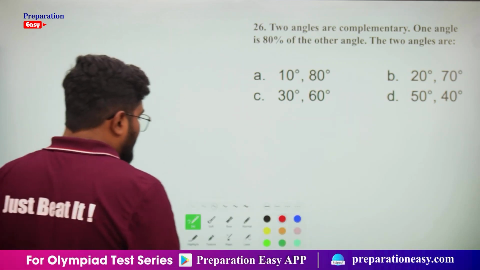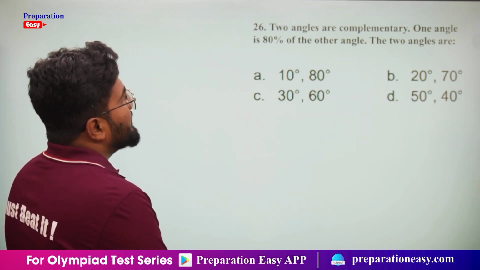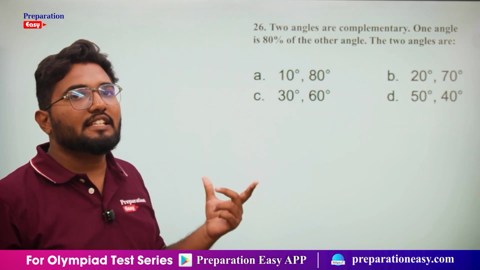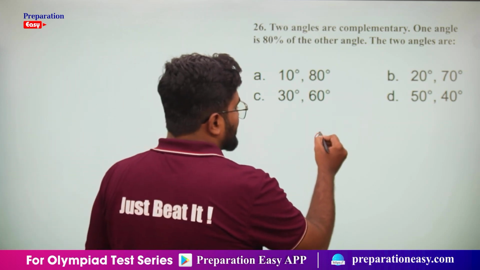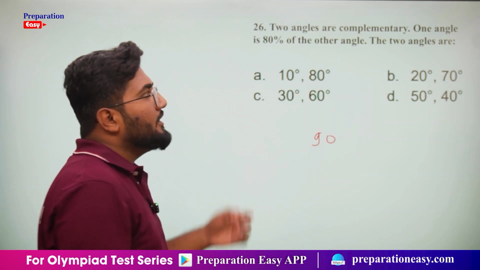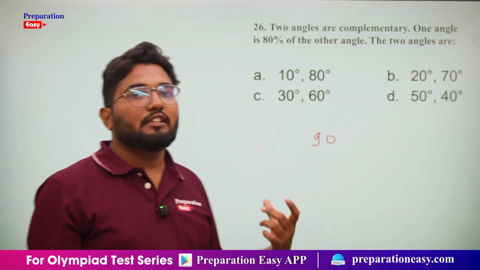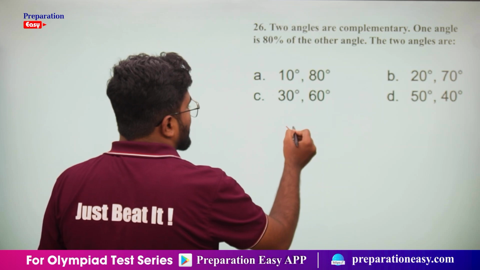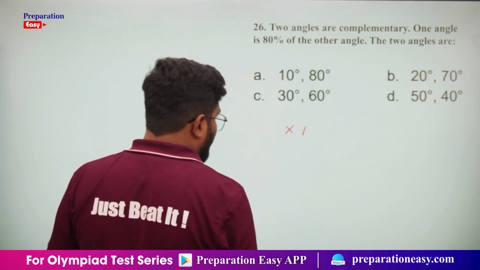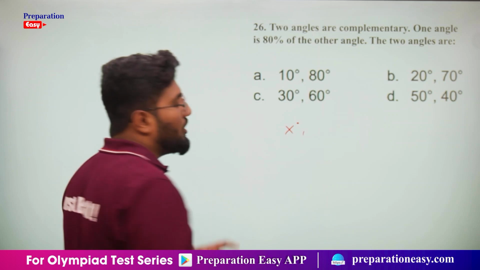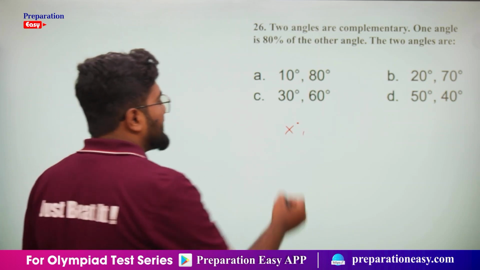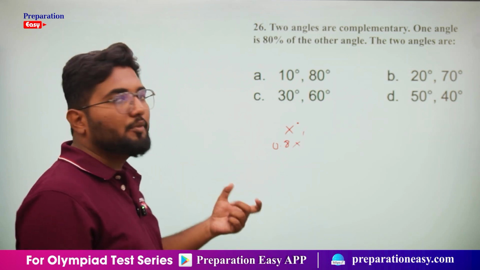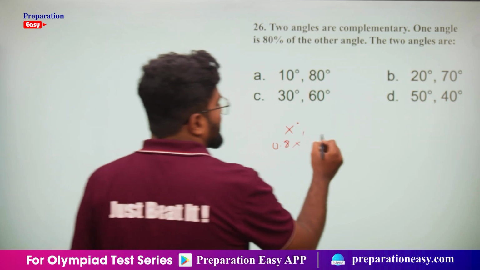So the 26th question is, two angles are complementary. One angle is 80% of the other angle. Complementary angles means the sum is equal to 90. If one angle is 80% of the other angle, I consider an angle of x degrees, so the other angle would be 80% of x, that is 0.8x. So the addition would be 90 degrees.